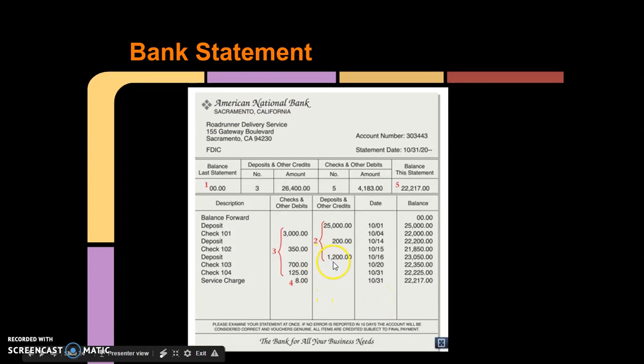Now the bank statement is going to give us a number of transactions that have cleared the bank over the course of the month. They are listed in columns, in this column for checks and debits, and in this column for deposits or other credits. And then on this side, we have the ending balance. This is the ending balance as of the end of this month, according to the bank and all the deposits and checks that have cleared.